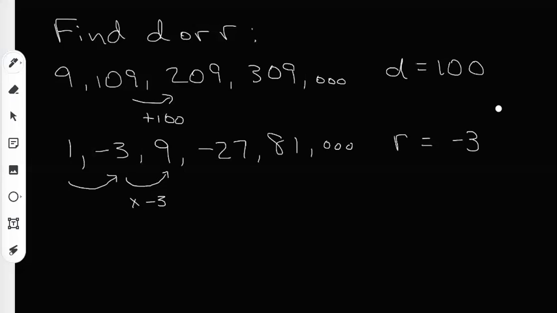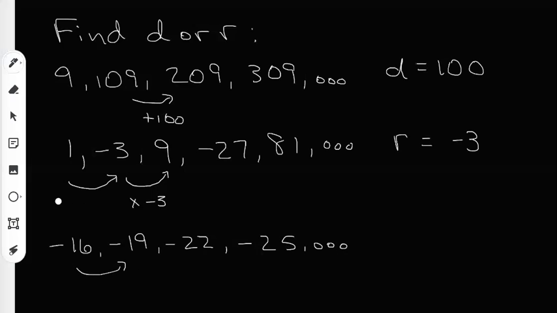Okay? So you need to be able to find D or R no matter what sequence they give you, whether it's arithmetic or whether it's geometric. Let's say they give you -16, -19, -22, -25. Find D or R.